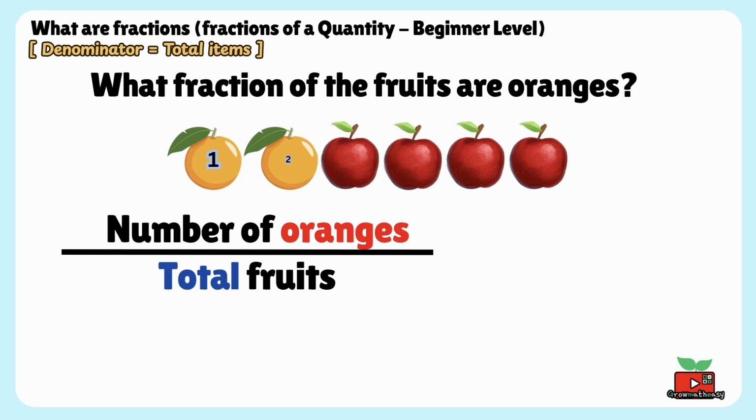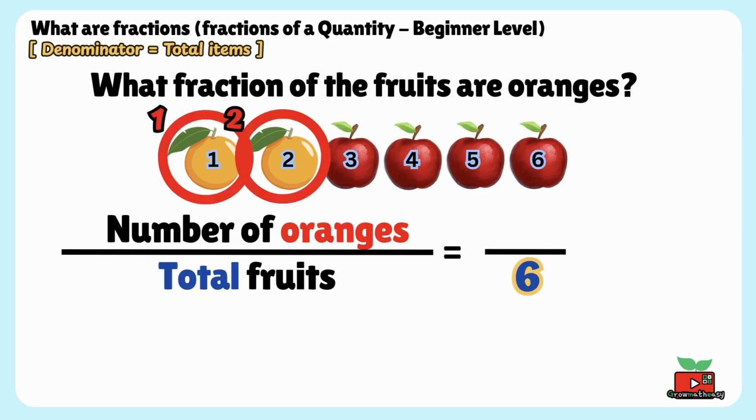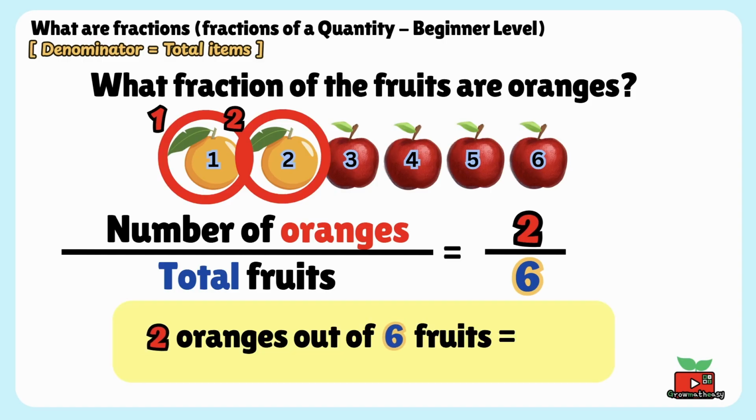Step 1, we count the total fruits. We have 1, 2, 3, 4, 5, 6. Let's go on the bottom, the denominator. Step 2, count the oranges. We have 2. Let's go on the top, the numerator. So 2 oranges out of 6 fruits equal 2/6.